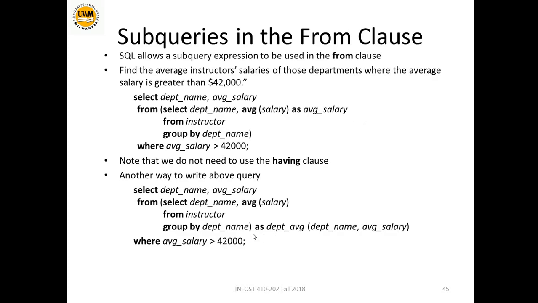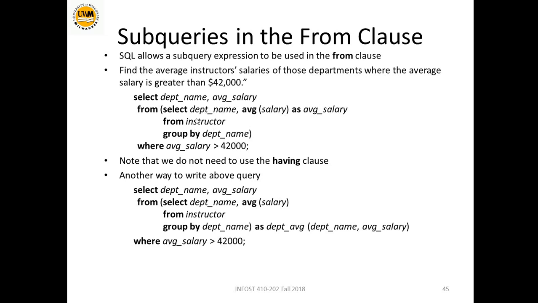Subqueries in the from clause. We can use subqueries in the from clause. If we want to find the average instructor salaries of those departments where the average salary is greater than 42,000, we will select department name and average salary from select department name, average salary as average salary from instructor, group by department name. This will create a table with two columns, department name and average salary, and I will select department name and average salary from this table where the average salary is greater than 42,000.